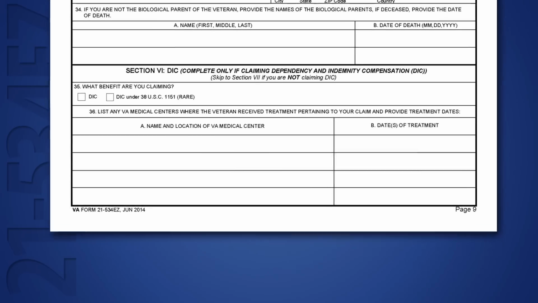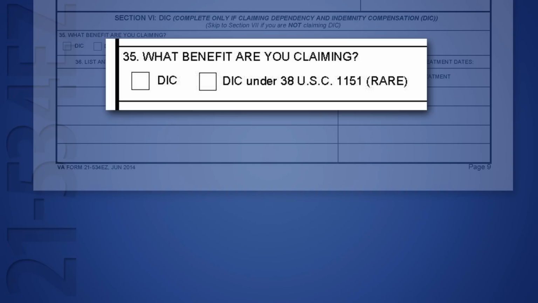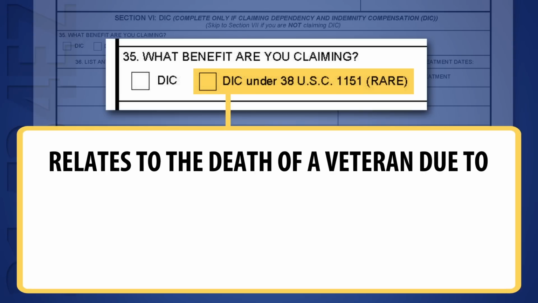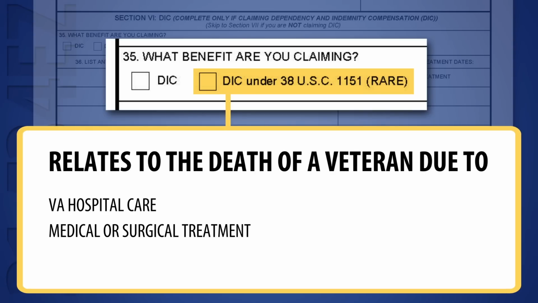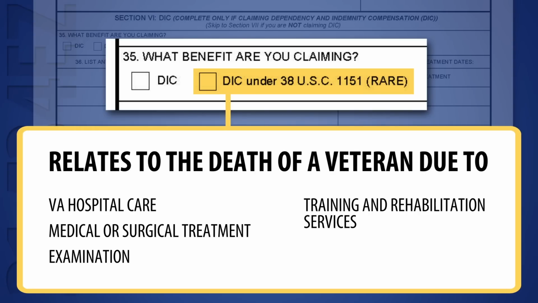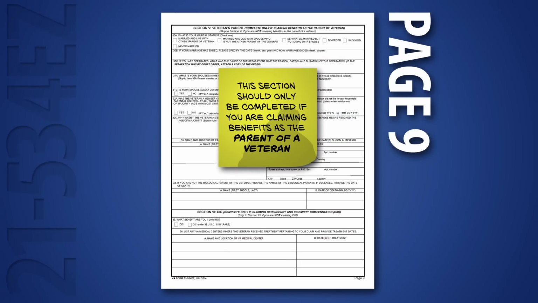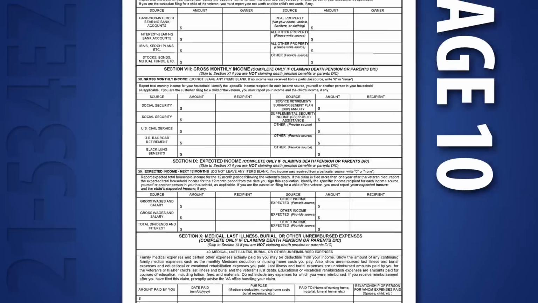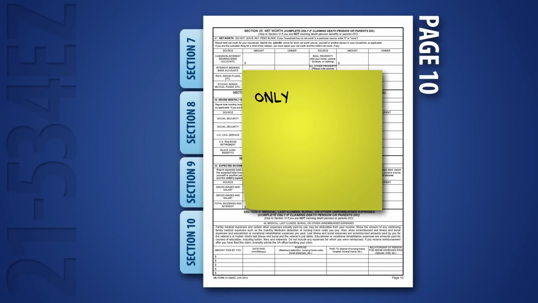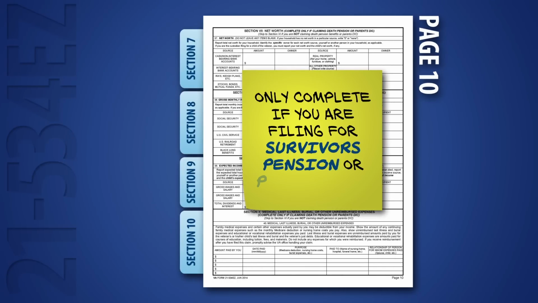Section 6 indicates whether or not you are claiming DIC. If you are, then you must also indicate in Item 35 if you are claiming DIC or DIC under 38 U.S.C. 1151, which relates to the death of a veteran due to VA hospital care, medical or surgical treatment, examination, training and rehabilitation services, or a compensated work therapy program. If you are not claiming DIC, then skip to Section 7. Sections 7 through 10 should only be completed if you are filing for survivor's pension or parent's DIC. If you are not filing for either of these benefits, then skip to Section 11.